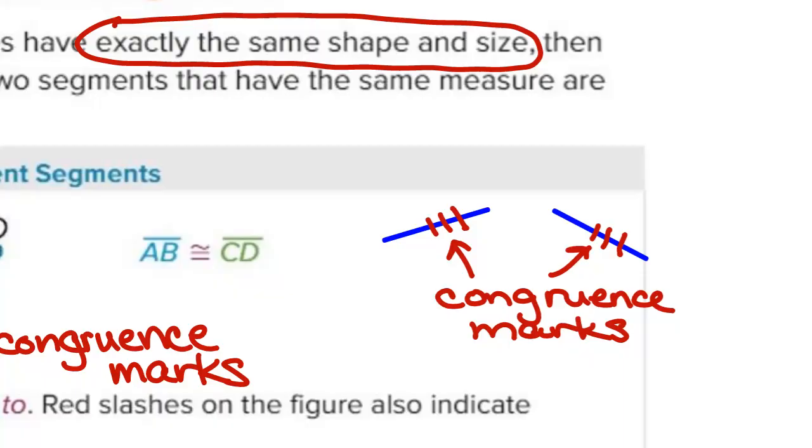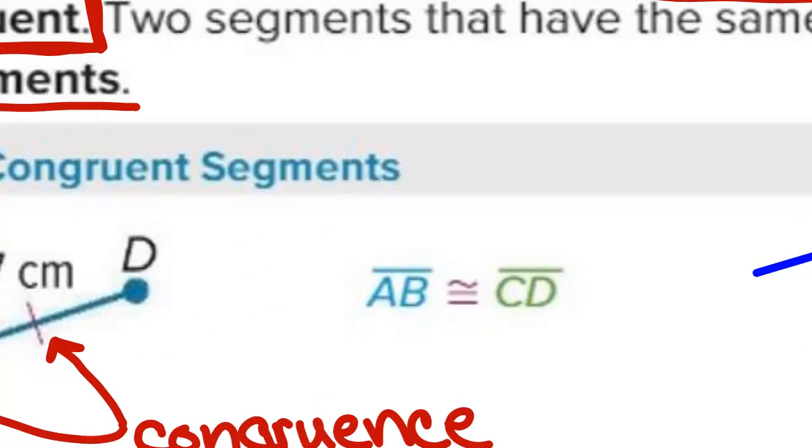These two segments are the same size as each other. They're both 1.7 centimeters, but these segments are not the same size as these ones over here, because these have 1 tick mark on them and these do not have 1 tick mark on them. If they all had 1 little red mark on them, then we're saying that they're all the same size. If it has the same number of little marks on it, then we're saying that it's the same size. This symbol right here means congruence.